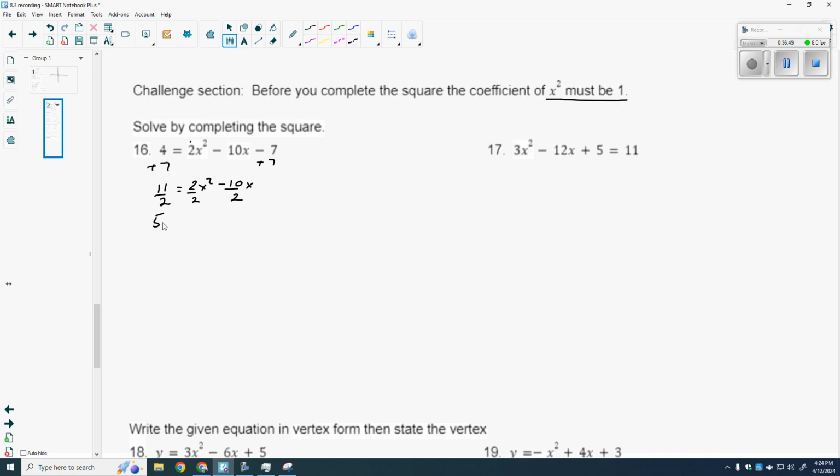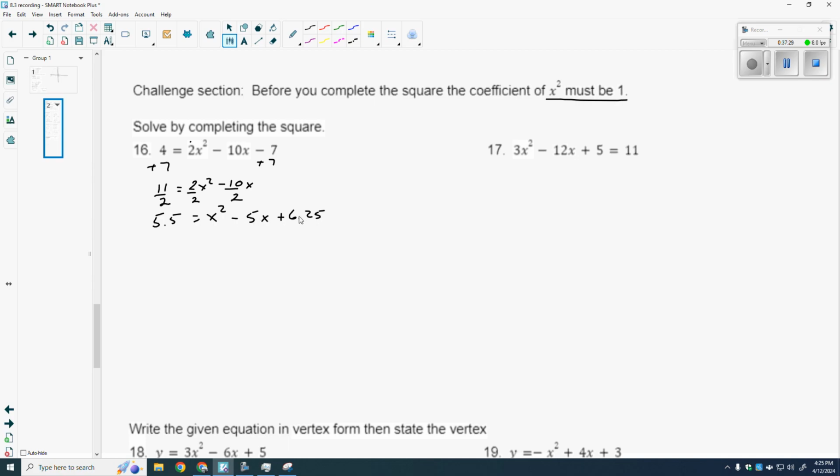11 divided by 2 is 5.5. 2x squared divided by 2 is just x squared. That's why I did that. 10 divided by 2 is 5. Now, what do I need to add to make this a perfect square? Divide 5 by 2 and I get 2.5. 2.5 squared is 6.25. At this point in time, we're doing nothing different. We're right back to what we started with. Only difference was I have to get that 2 out of there. And I divide everything by whatever's sitting in front of here, even if it doesn't come out to be a nice, neat number. And then I'm back to what I've been doing.